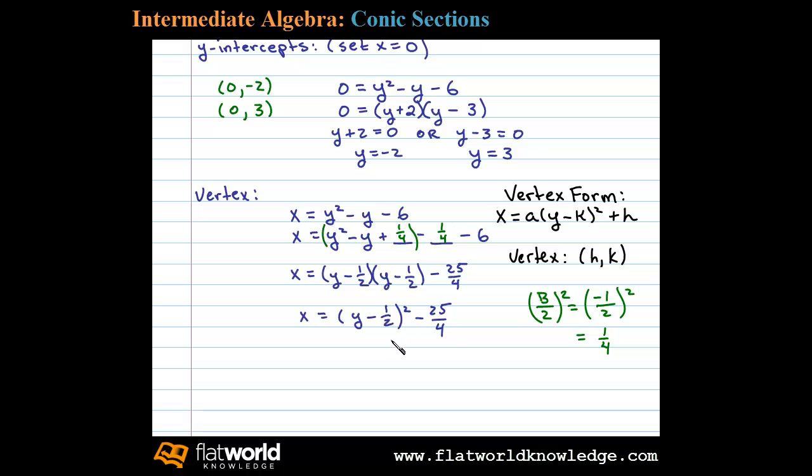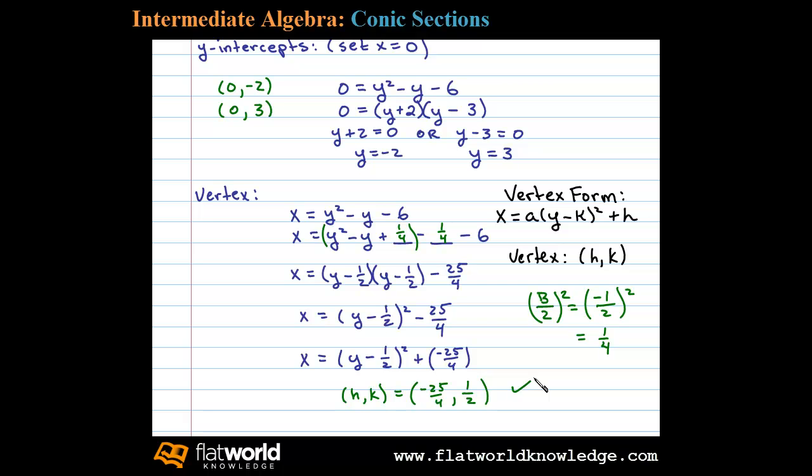In this form we can read the vertex. Let me take an extra step to be absolutely clear. y minus 1/2, 1/2 will be the k, squared, plus negative 25/4. Okay, so here we can see then that the vertex, the h comma k in this case, is negative 25/4, comma 1/2.